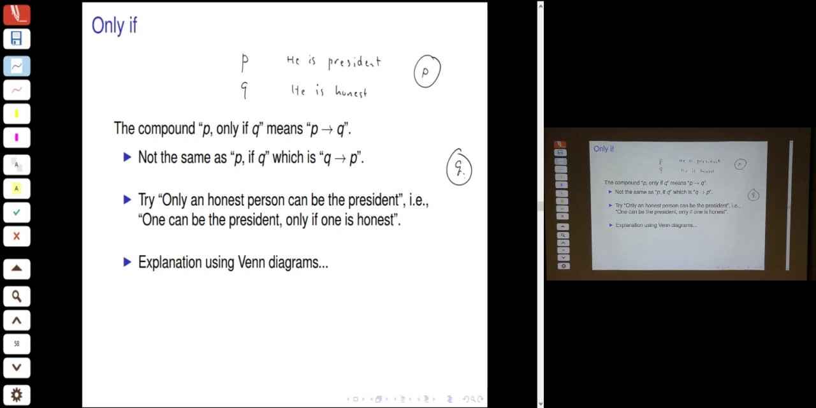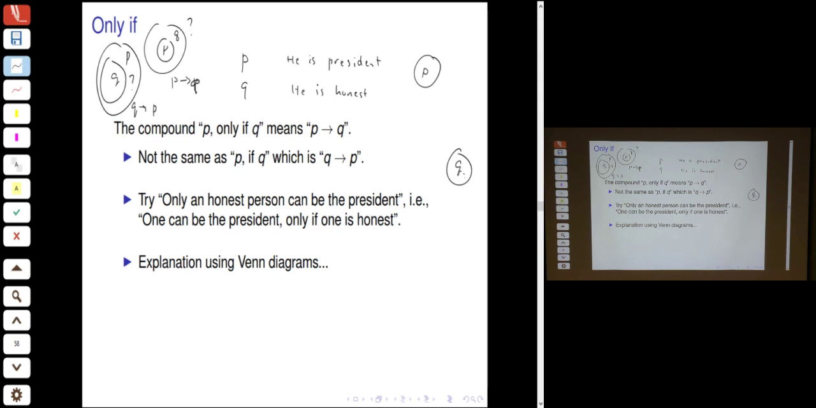Suppose I have this: only an honest person can be president. What is the relation between these two circles? Should it be like this, P is here, Q is there? Or should it be like Q is here, P is there? Right? So this is our question. So here it means P arrow Q. Now this part means Q arrow P, right?